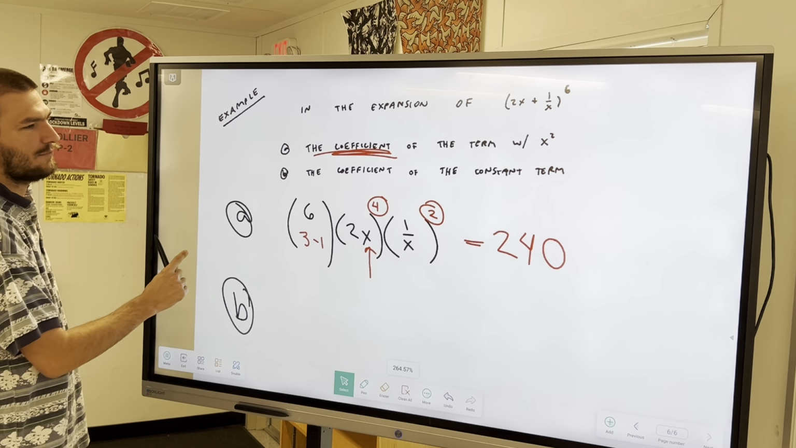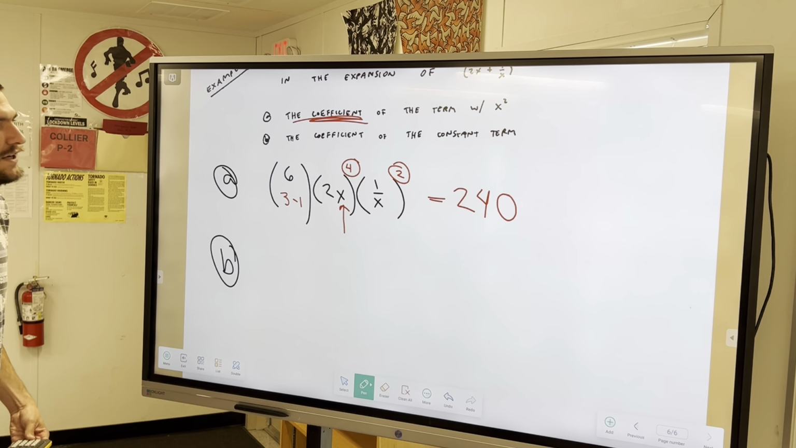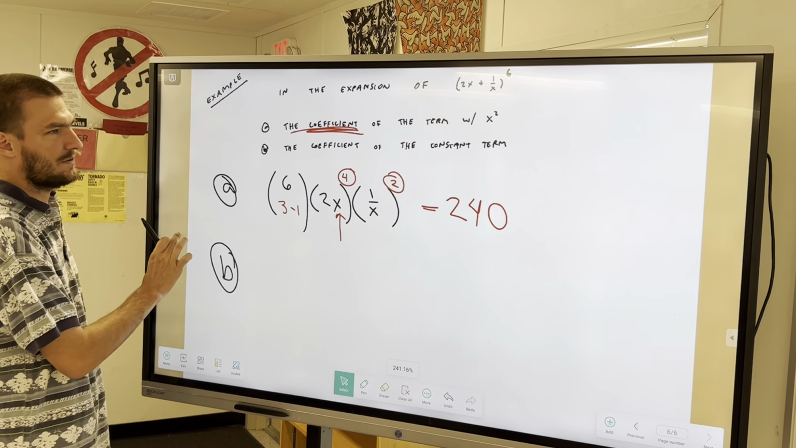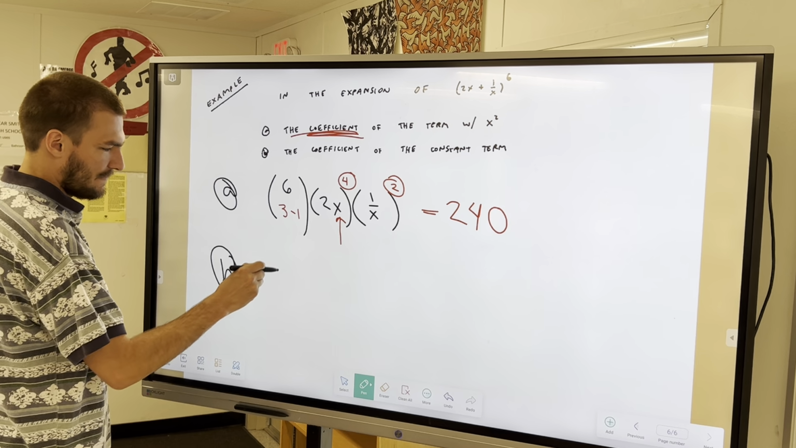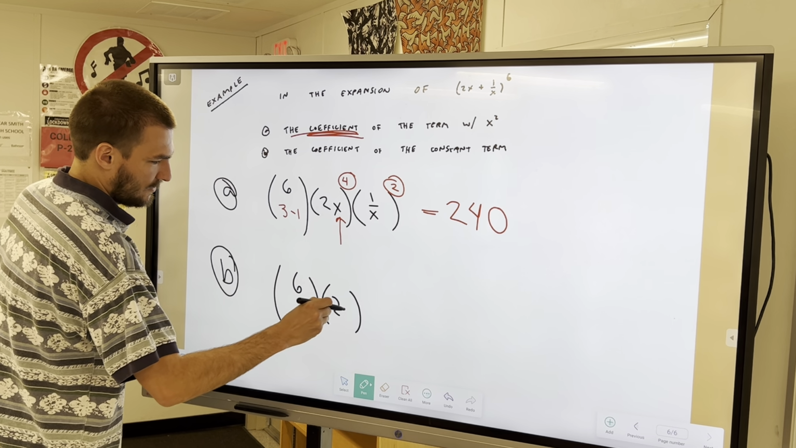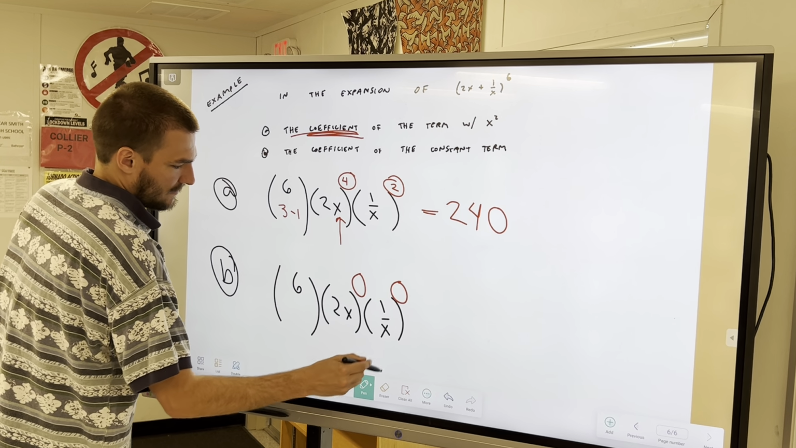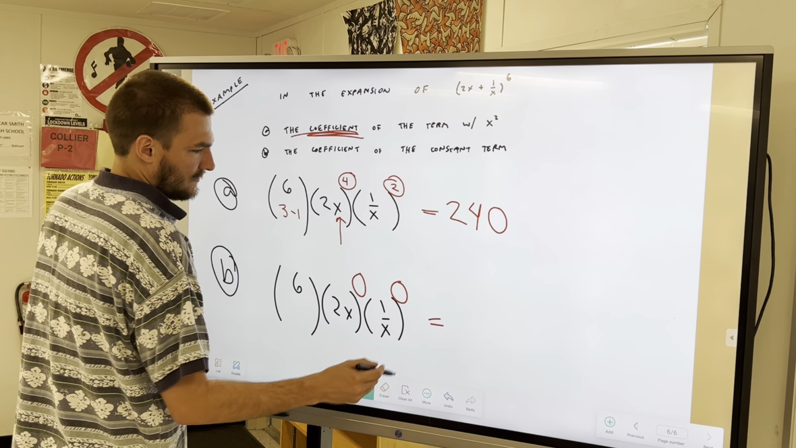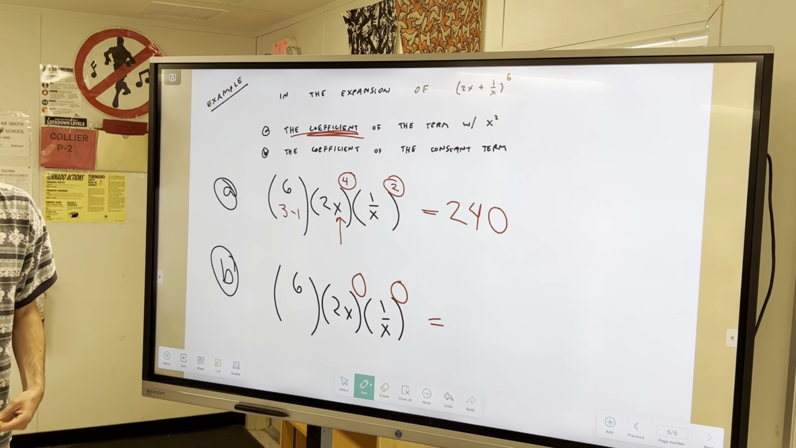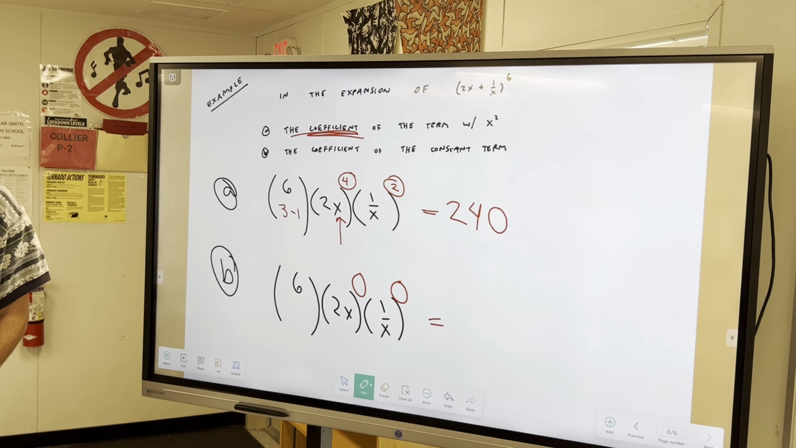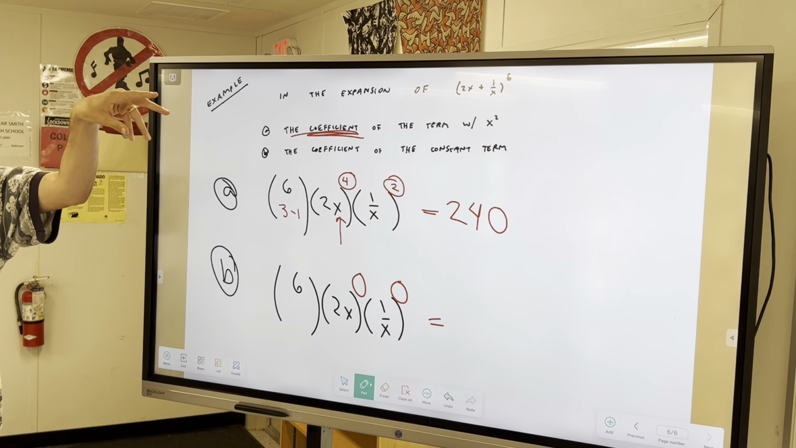Last thing, and we are done for the day, for the week. The coefficient of the constant term. Again, I'm setting it up. 6, 2x, 1 over x. We want to think about, first of all, balancing term A and B, so they give us what we want, which is a constant term. So what are we going to choose for A and B as those two little things?